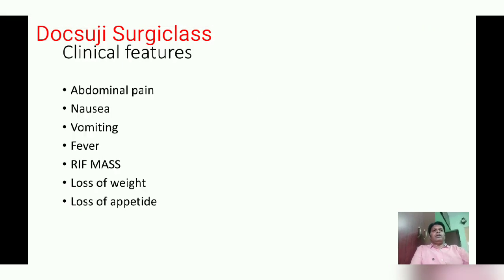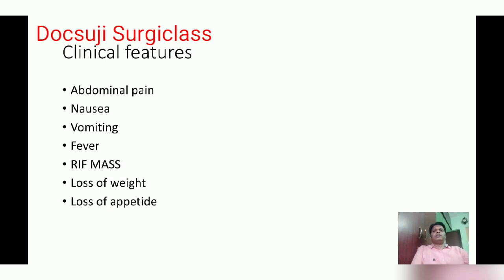Next come the clinical features. The first thing is the patient will complain of abdominal pain, particularly lower abdominal pain in the right iliac fossa region, and you should ask a detailed history about the nature and type of the pain. Second, ask about nausea and vomiting. For vomiting, take a detailed history: duration, how many episodes, the nature of the vomitus, its content, color and smell. Then followed by fever and presence of a mass itself.